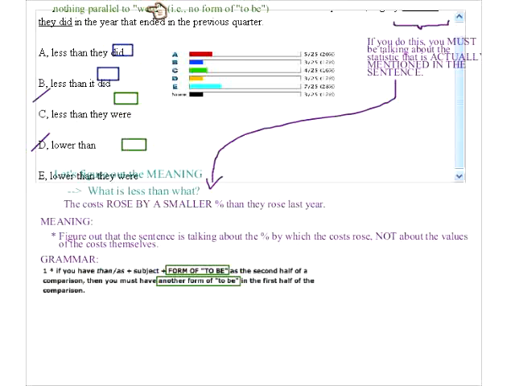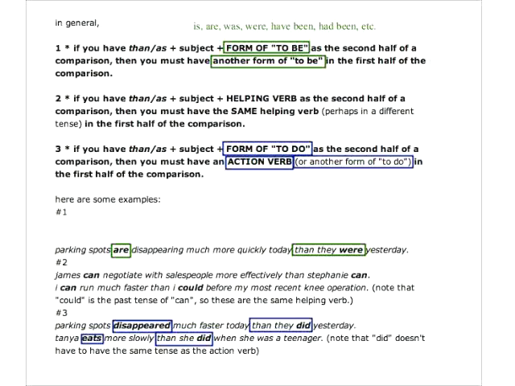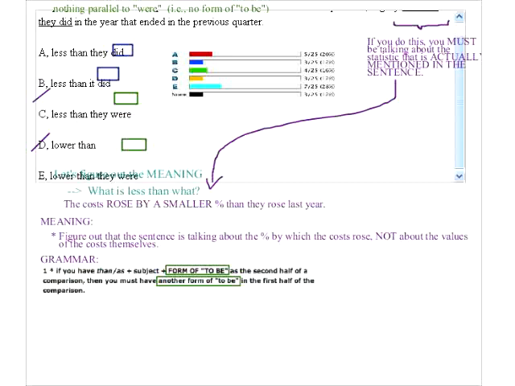Okay, now let's talk about "they did" or "it does." So back to here. Parking spots disappeared much faster than they did yesterday. Tanya eats more slowly than she did when she was a teenager. So then "they did," then "she did." That goes with action verbs or general verbs that are not forms of to be. So if you have a to do, then you can have an action verb or another form of to do. That works in this case because "rose" is an action verb. So they rose less than they rose in the year that ended in the previous quarter.